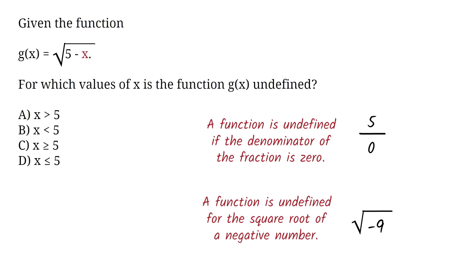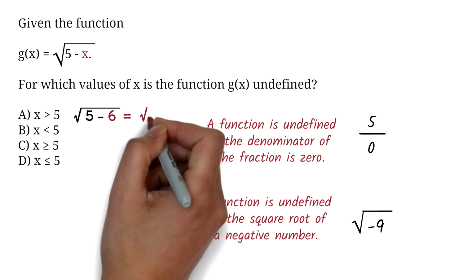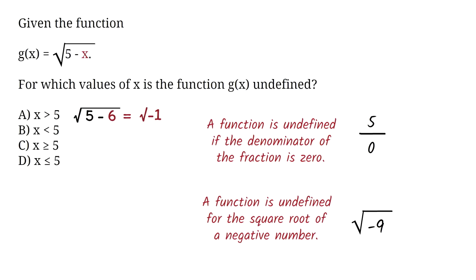Option A says, when x is greater than 5. We pick a number that is greater than 5 and test it. We can use 6. 5 minus 6 is -1. Since we have a negative number, option A is correct. Let's look at the other options.